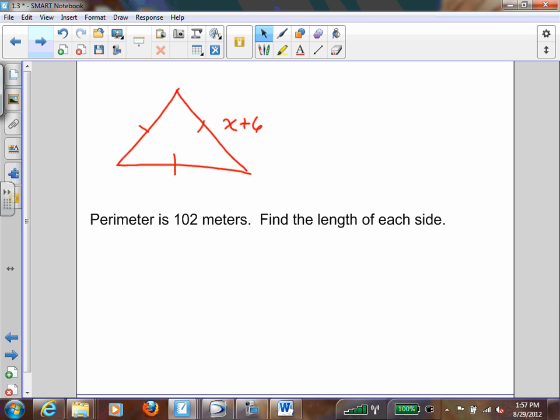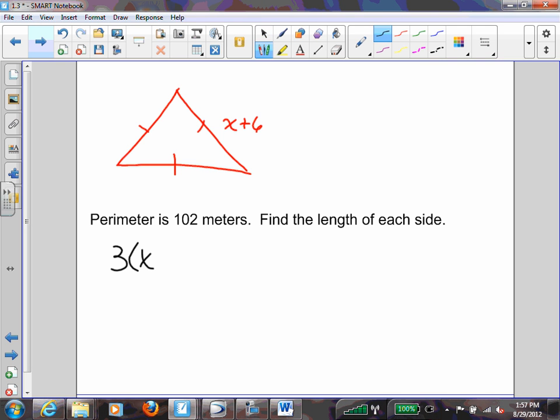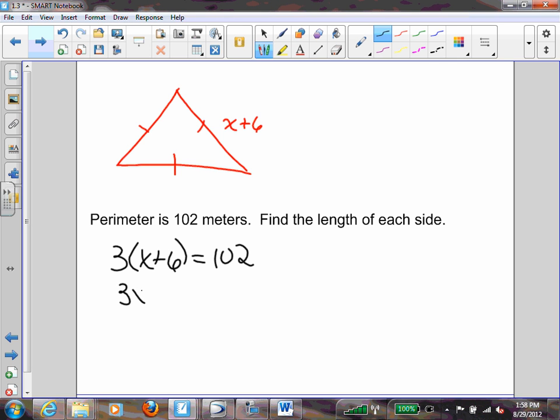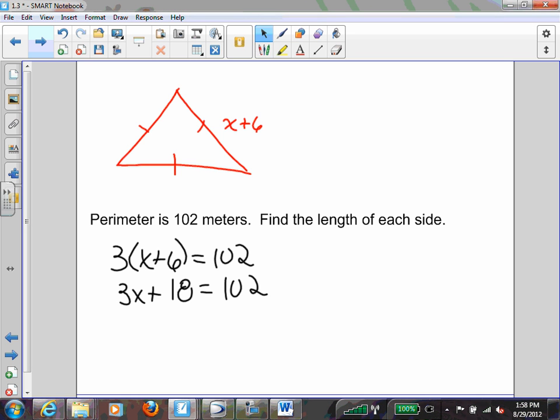Think about this. Perimeter is 102 meters. Find the length of each side. What are these ticks telling me? 3 times x plus 6 equals? Right. So 3x plus equals? Can you finish it from here? Is there anything else? All right. We'll come back to that car washing problem tomorrow. 1.3 homework, yes.